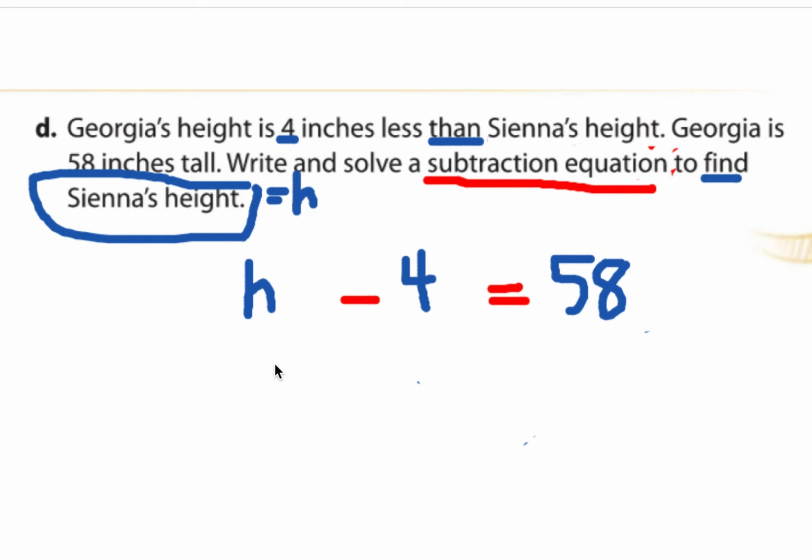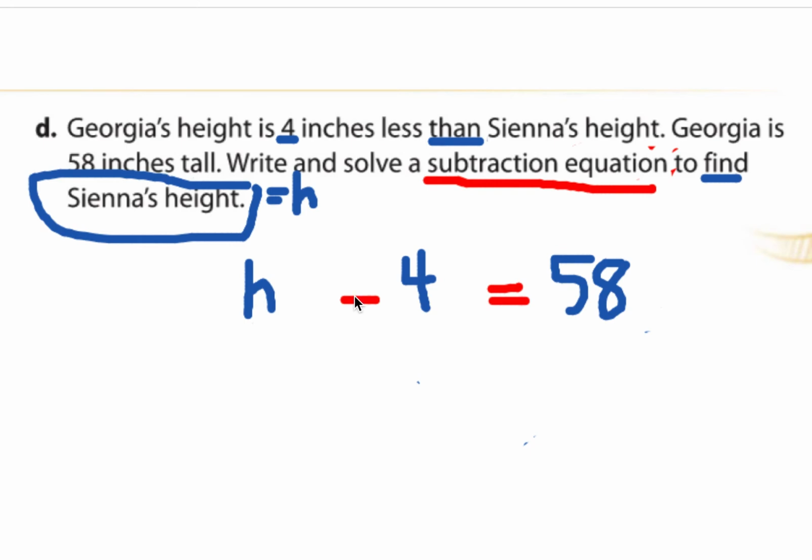All right, I just wrote the subtraction equation. No, it is not okay to put the 4 in front of the H. You're taking away 4 from her height, okay? So we're not taking her height away from 4. It's her height minus 4 equals 58. Okay, so we're going to go ahead and begin.